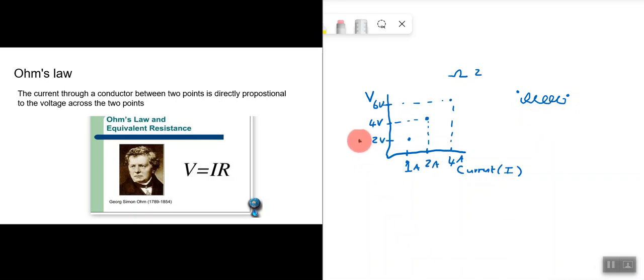If you double the voltage, you're going to double the flow of electrons through those 2 points. If you triple it, you're going to triple the flow of electricity through those 2 points. That's what it means by the current through a conductor between 2 points is directly proportional to the voltage across the 2 points. That is what Ohm's law is.